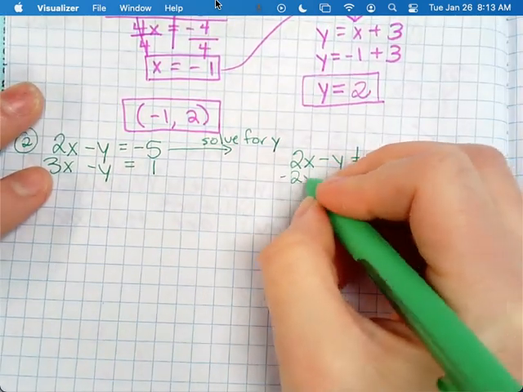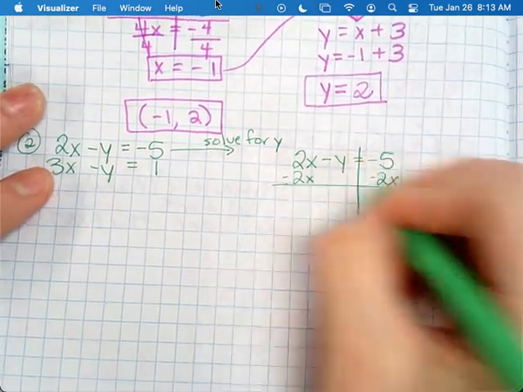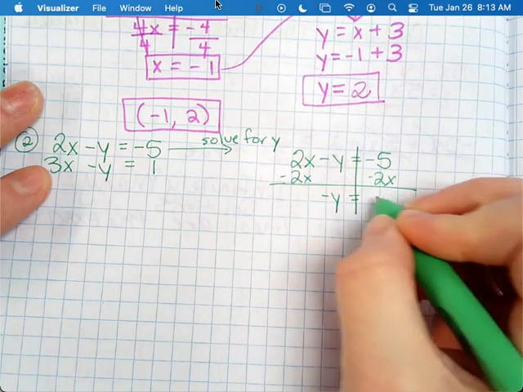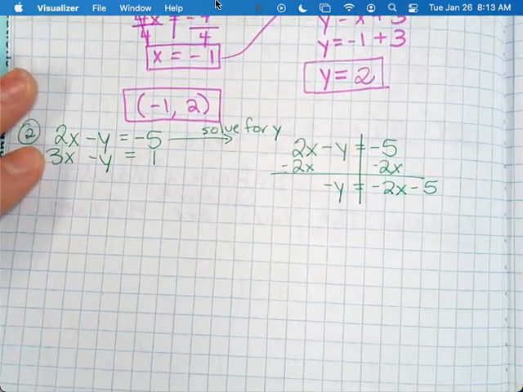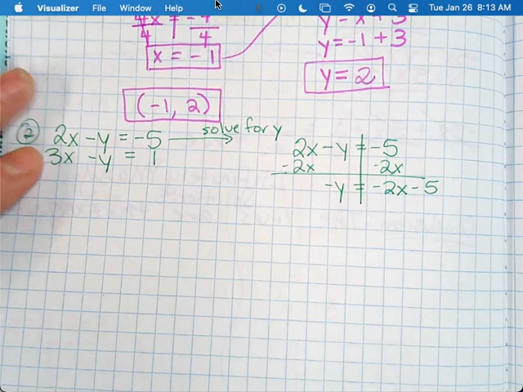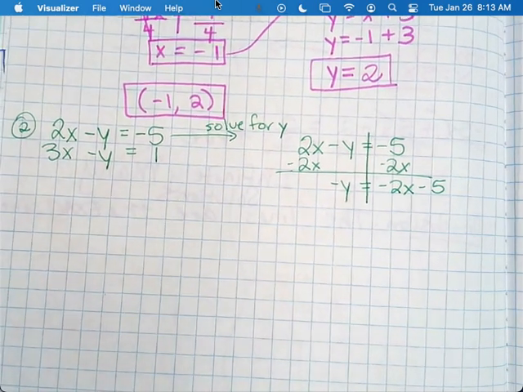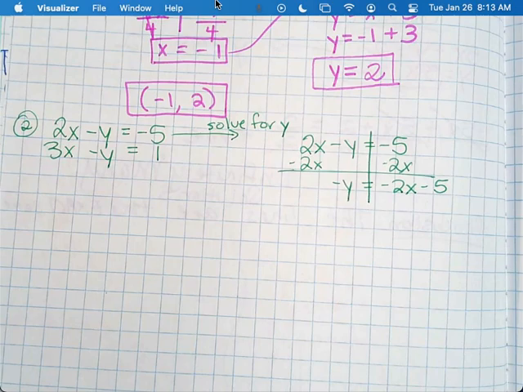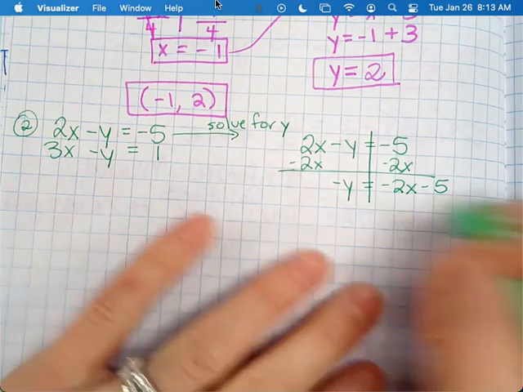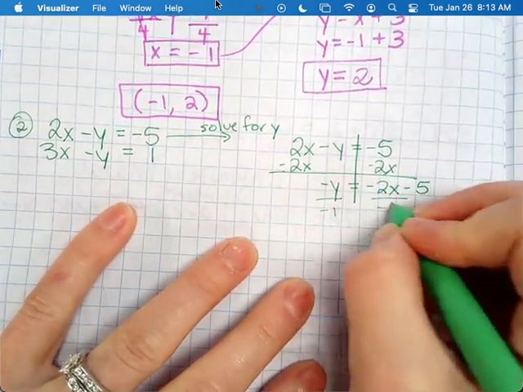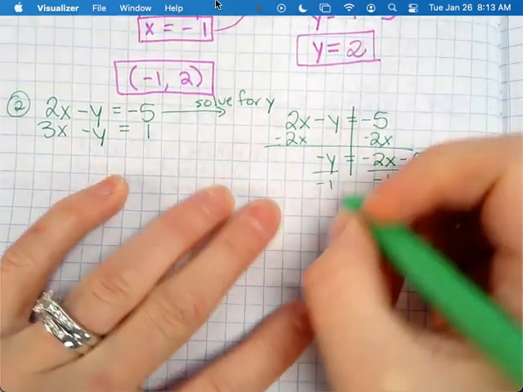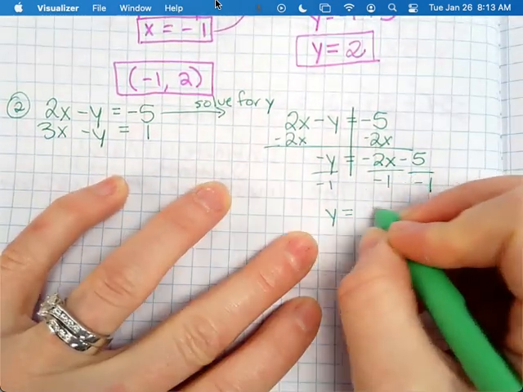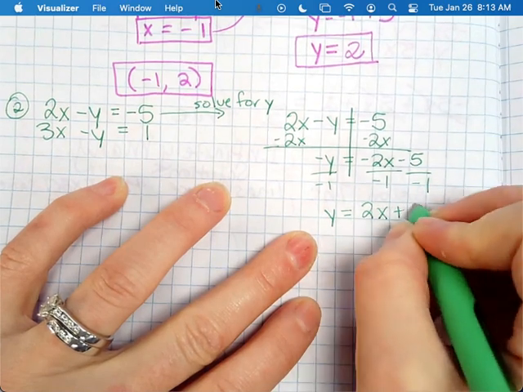So minus 2x, minus 2x. So it's negative y equals negative 2x minus 5. But then we can't have a negative y, so we change it by dividing by -1 all the way through, which just really means that we're changing the sign of everything. So this would be y equals 2x plus 5.